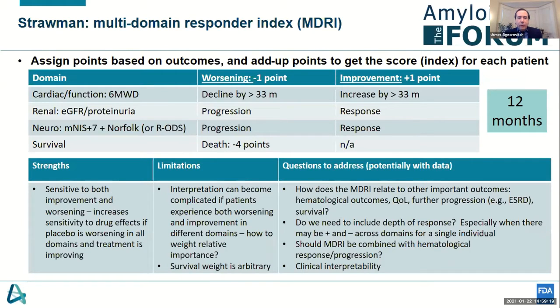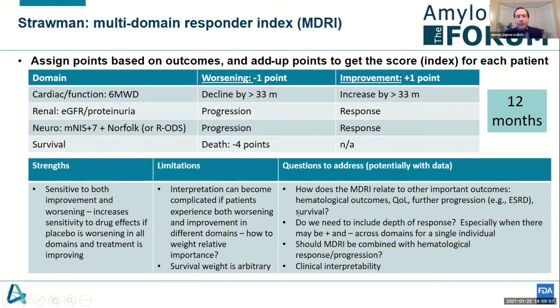We also considered a multi-domain responder index. The advantage of MDRI is, of course, that we can be sensitive to both improvements in domains and worsening in domains. So if we're in a situation where in natural history all these domains are worsening, but with effective treatment targeting the root cause they're all improving, then using a multi-domain responder should maximize our sensitivity to see that type of effect as early as possible, compared to looking at just improving or just worsening.